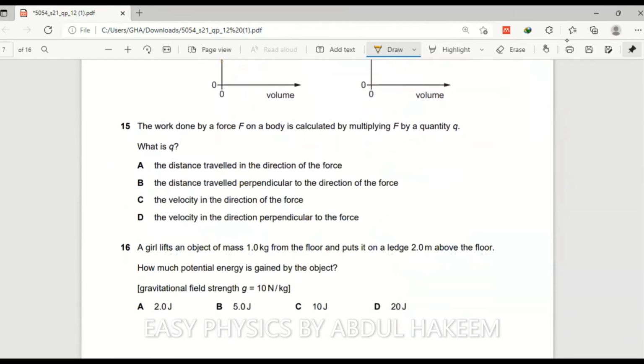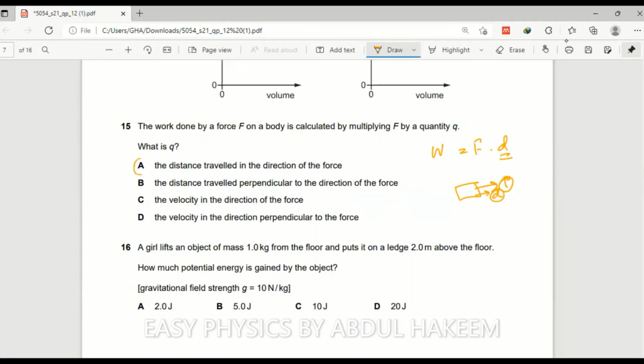Next, the work done by the force F on the body is calculated by multiplying F by a quantity. Yes, work is equal to F into D, but which D? Which is covered in the direction of force. Force and distance covered are both parallel to each other, in the same direction. So what is Q? Q is the distance traveled in the direction of the force. So A is the option.